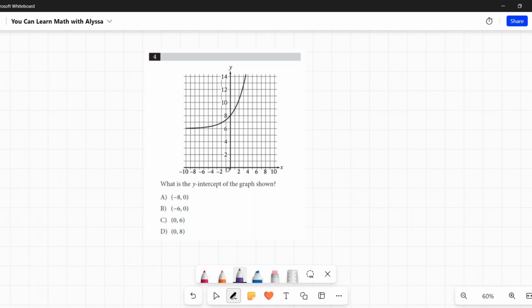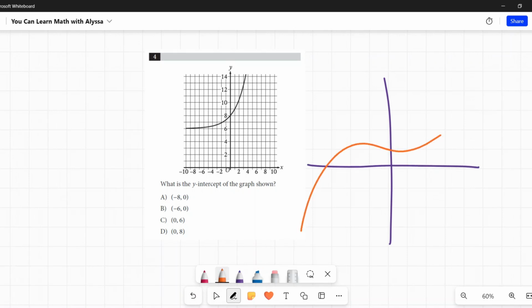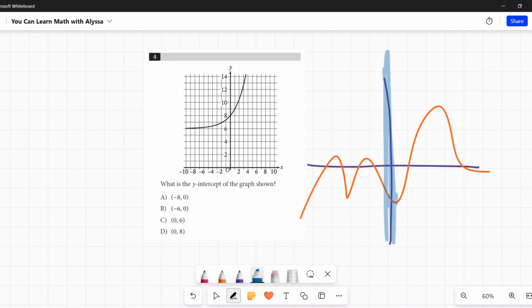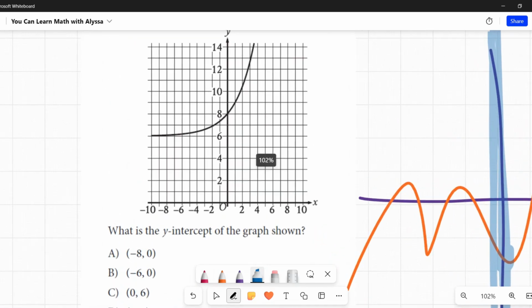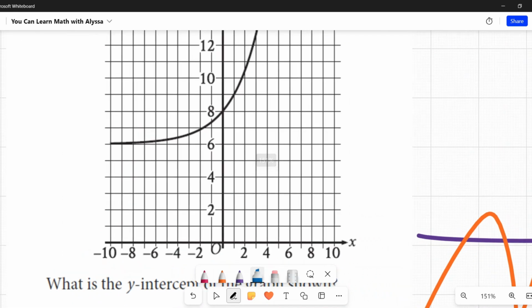If I have an xy graph and I have a function going across it, it can be any function, it doesn't matter. The y-intercept is where it crosses the y-axis. So in this case, there's no calculation involved. We just have to zoom in and say, right there, that is the point. And what are the coordinates of that point?